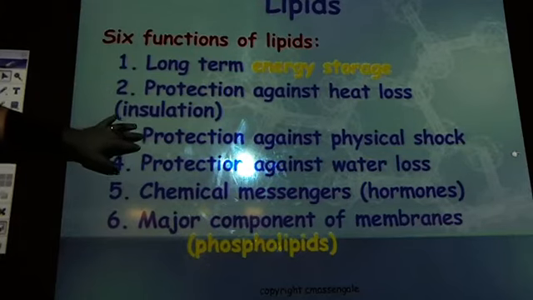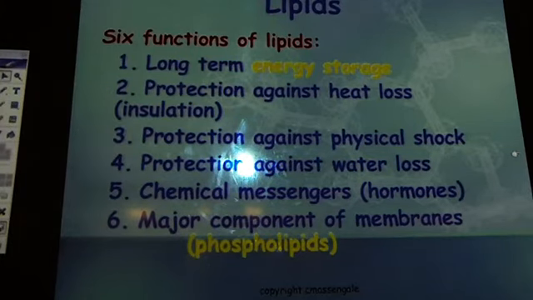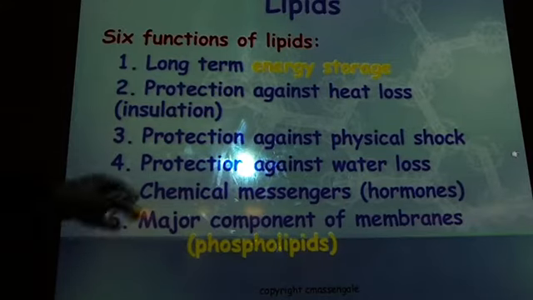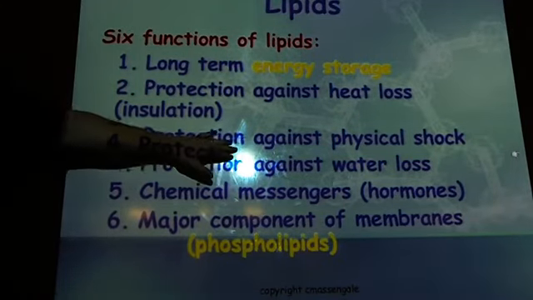Think about this, protection against physical shock. You hit me in the belly, guess what happens? It just ripples outwards. I don't really feel it. Beluga whales, they have little fat things out there. Punch a beluga whale, guess what? They won't feel it. You might afterwards, but they won't.